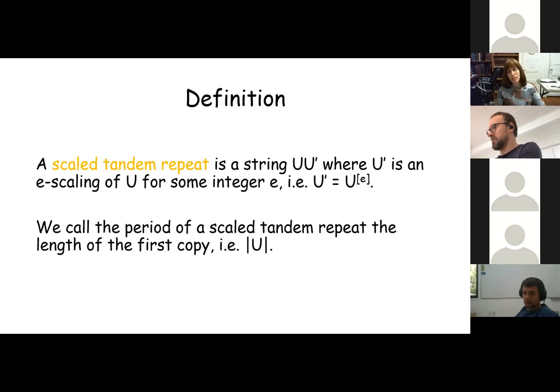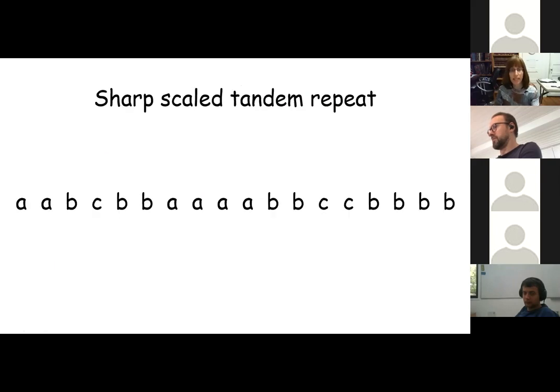A scaled tandem repeat is a string U prime, where U prime is an e-scaling of U for some integer E. Here's an example. The first copy has 2 A's, so for the second copy we're using E equal to 2, a 2-scaling. The second copy should have 4 A's, and there you have 4 A's. The 1 B turns into 2 B's, the 1 C turns into 2 C's, and the 2 B's at the end turn into 4 B's, with the border of the 2 copies right where the arrow is.